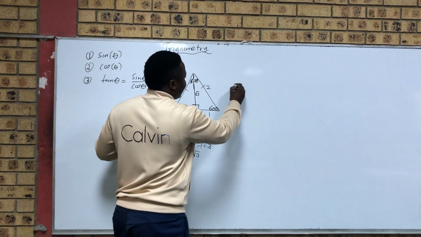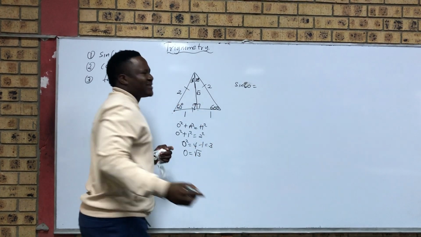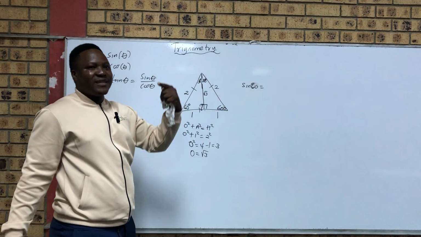When you have sine, maybe sine of 60, we know that sine is what? Opposite over the adjacent, is it not so? Opposite over the hypotenuse.